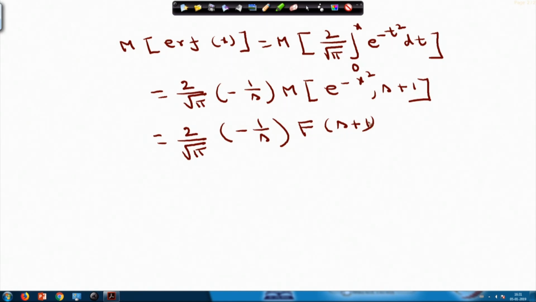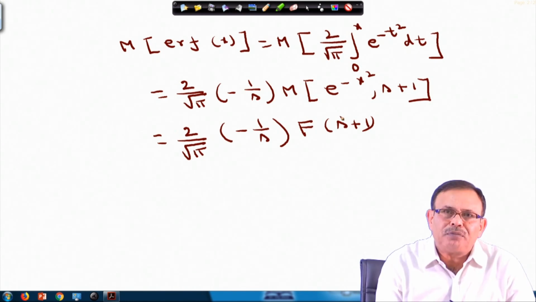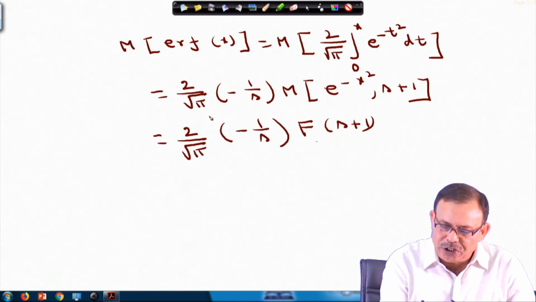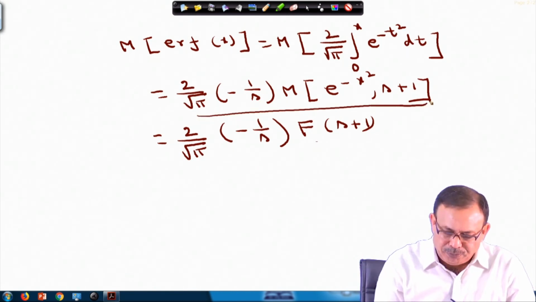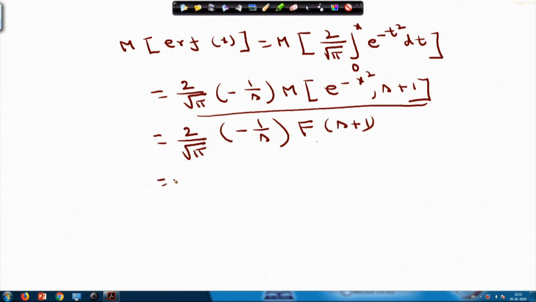So, as you see, the Mellin transform of e power minus x square, where the parameter is s plus 1. Already in the last slide we have shown that the Mellin transform of e power minus x square is equal to capital F of s. Therefore, the Mellin transform of e power minus x square with parameter s plus 1 will be equal to F of s plus 1, and this we are writing directly from the property which we have done earlier.